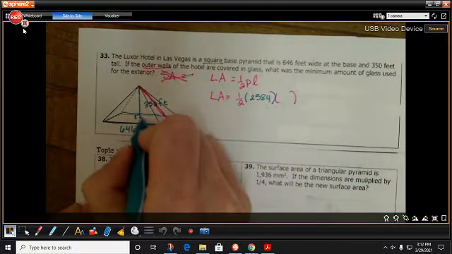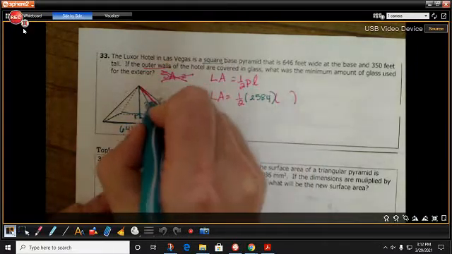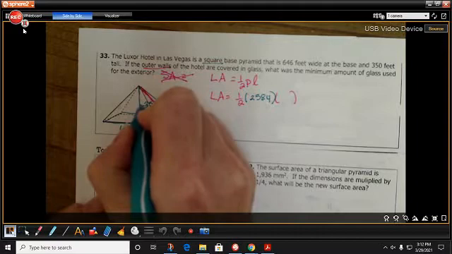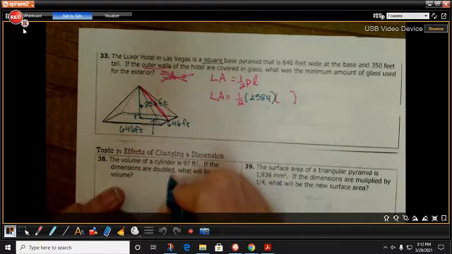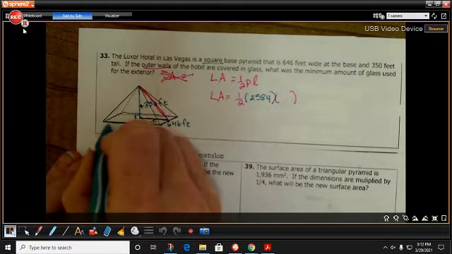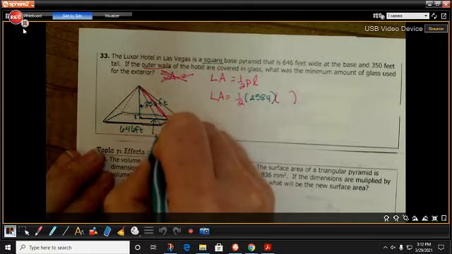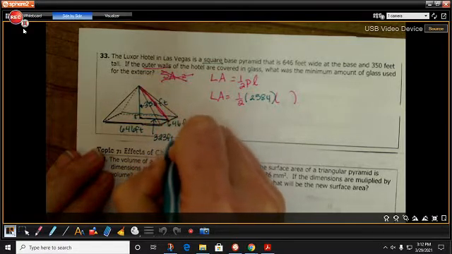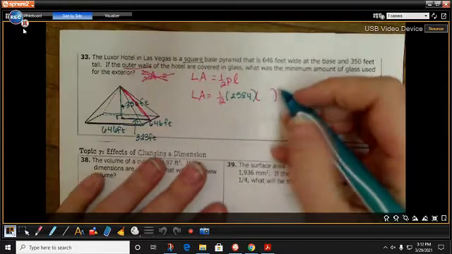Well, to do that, I'm going to need to make a right triangle. And so for this right triangle, I know it's 350 feet tall right there. But this base right here, I'm going to need to go, okay, it's halfway across my square, so it will be half of the 646, which will be 323 feet across. So now I can use my Pythagorean theorem to find this pink slant height.